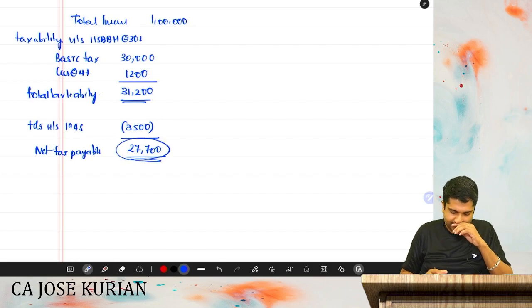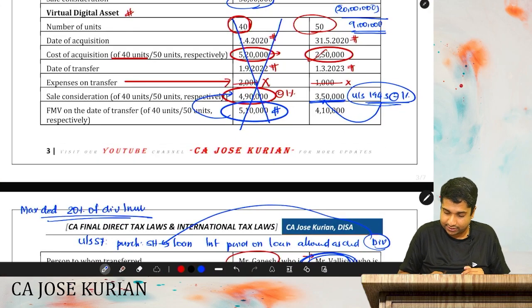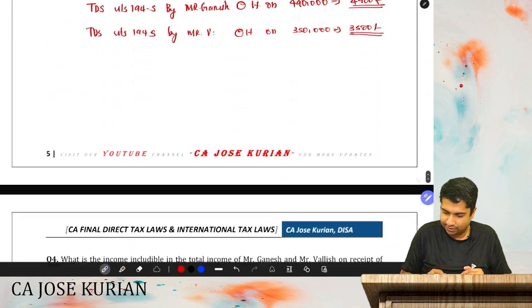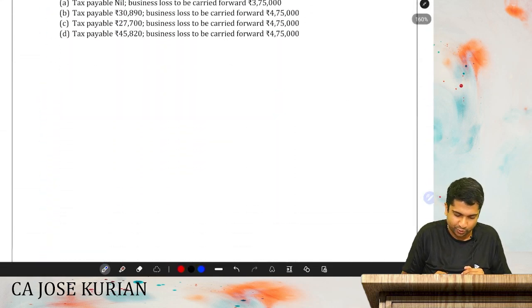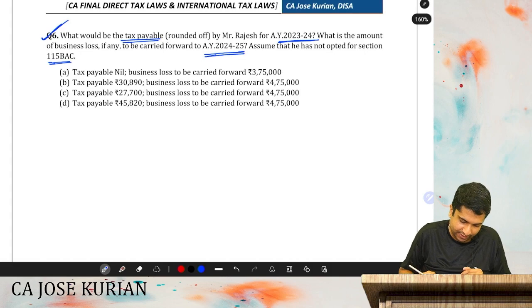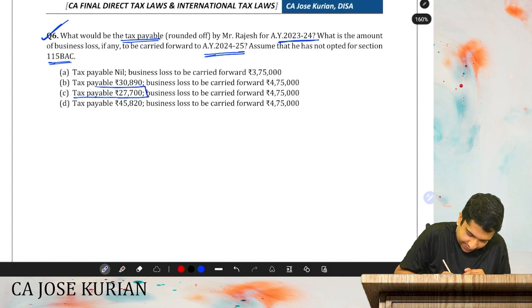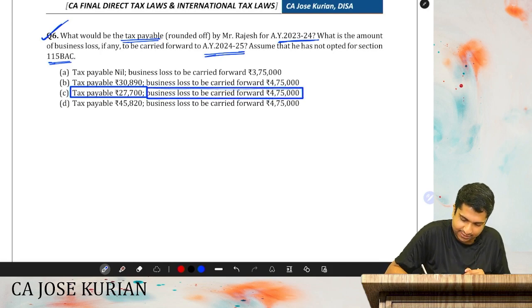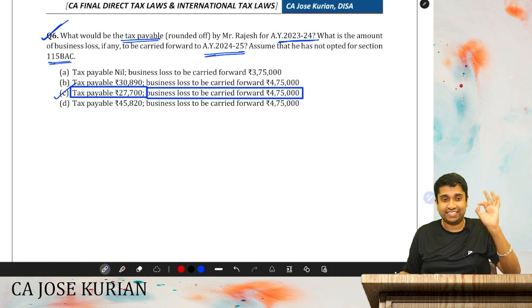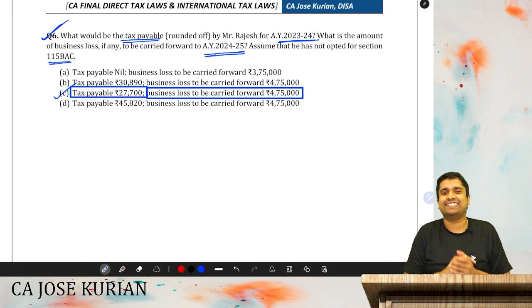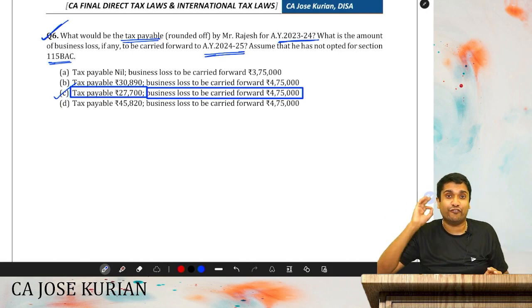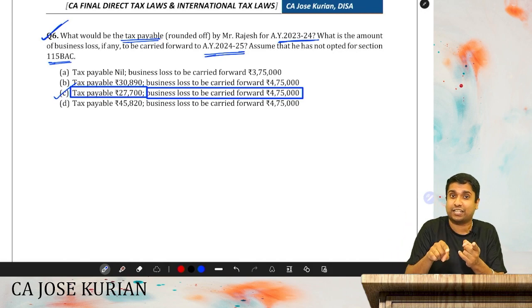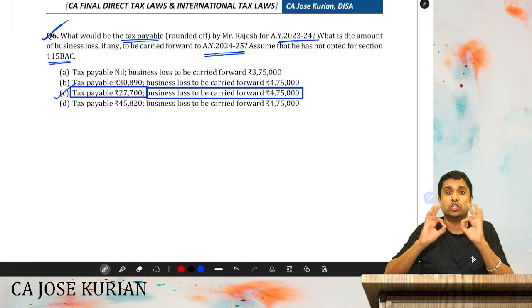So let's check the answer whether there is 27,700. If yes, done. If no, we need to do it again. So 27,700 is the tax payable. Yes. And the business loss of 4,75,000 to be carried forward to the next year. So that is the answer. That is option number C. So this is the revision of taxation of virtual digital assets along with the RTP question. I hope it is super clear for you.